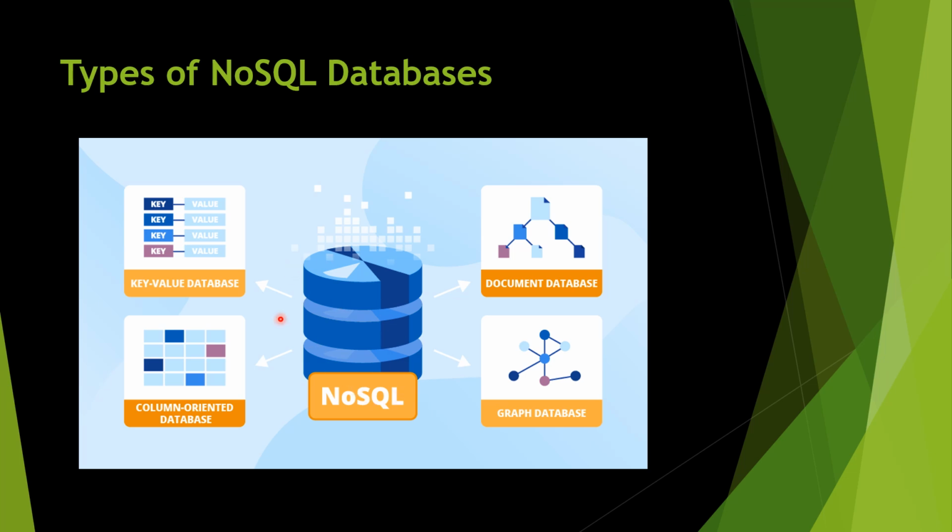Here are the diagrams of types of NoSQL databases. The first one is key value pair. We have the pair of key and values. Second one is document database, which contains the documents. Column oriented databases contain columns, and here is the graph databases, which contain different graphs.